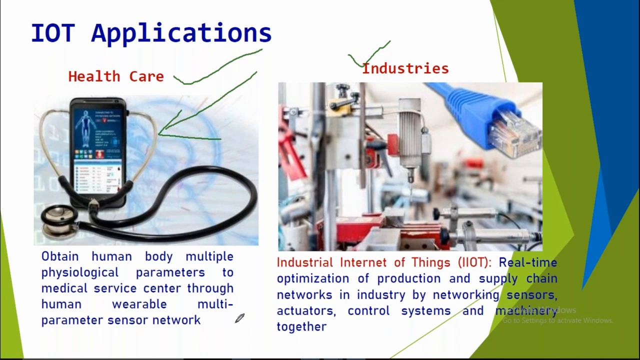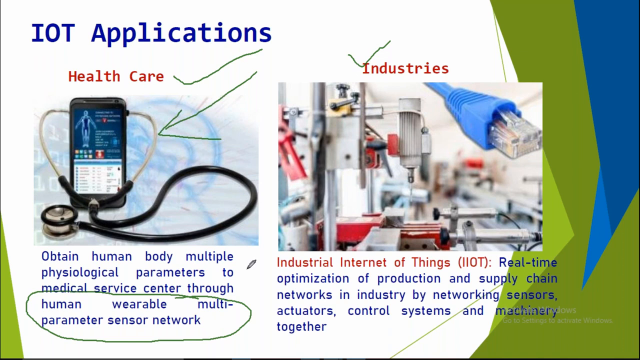Body condition monitoring can be obtained from multiple physiological parameters of the human body, using wearable multi-parameter sensor networks. Nowadays glucose levels, heart pulse rate, BP, and all these things are measured, and also how many steps you have taken. That comes under healthcare.